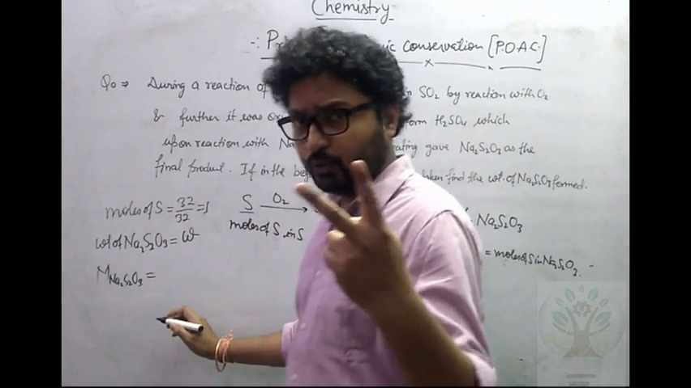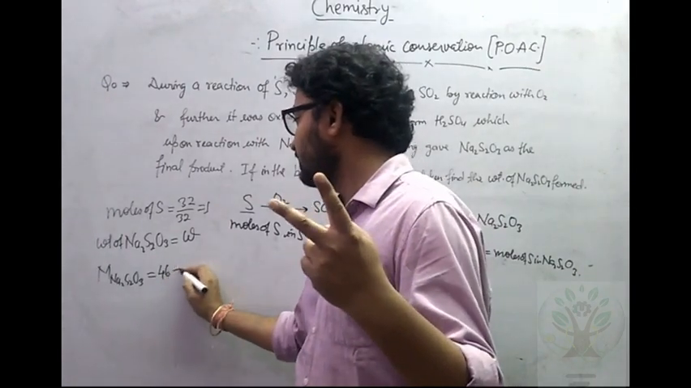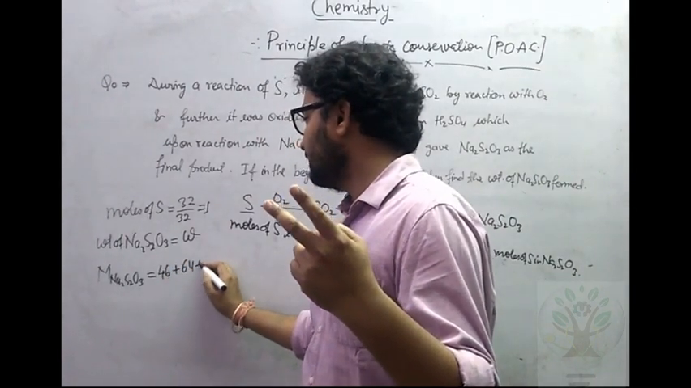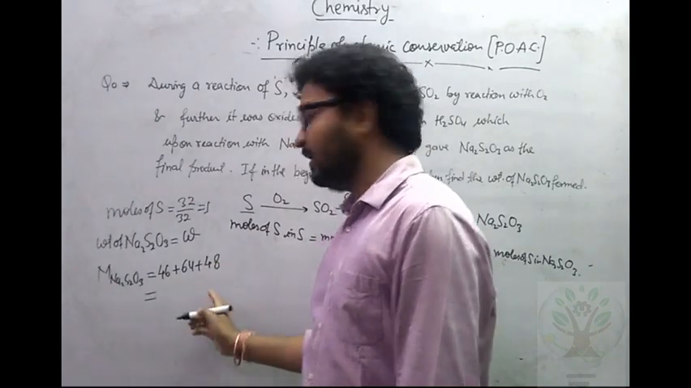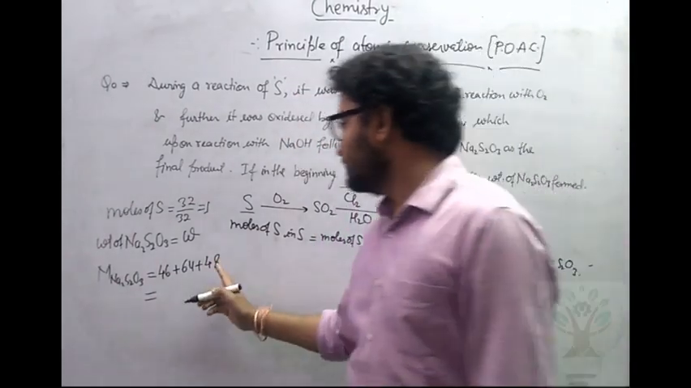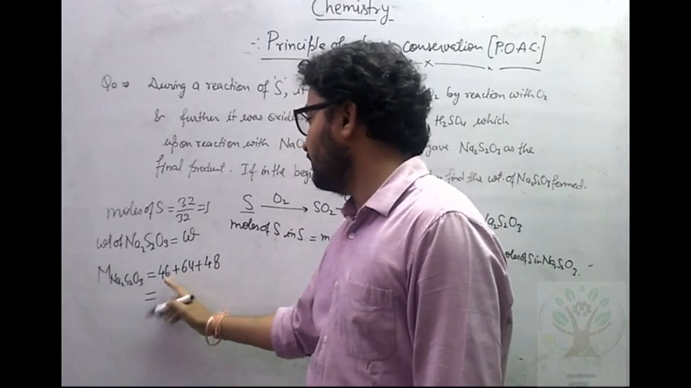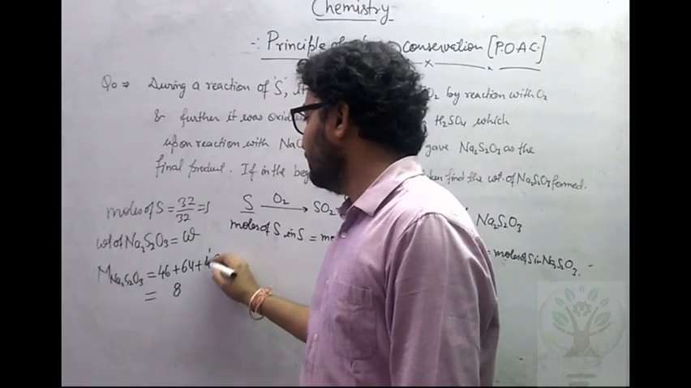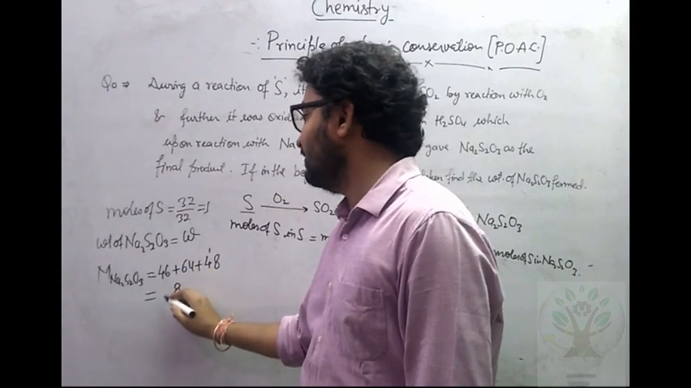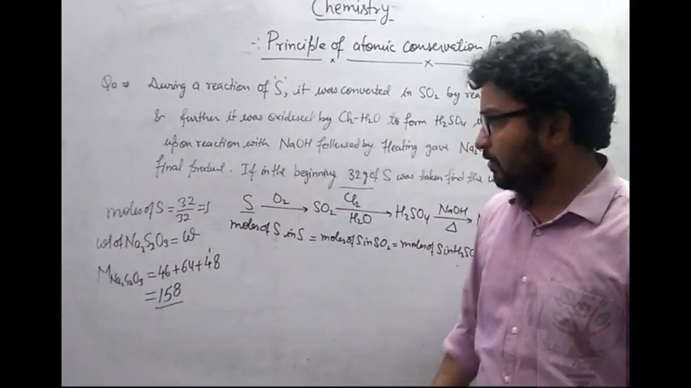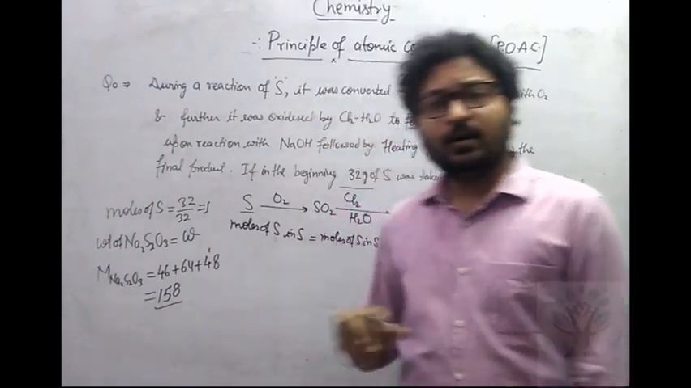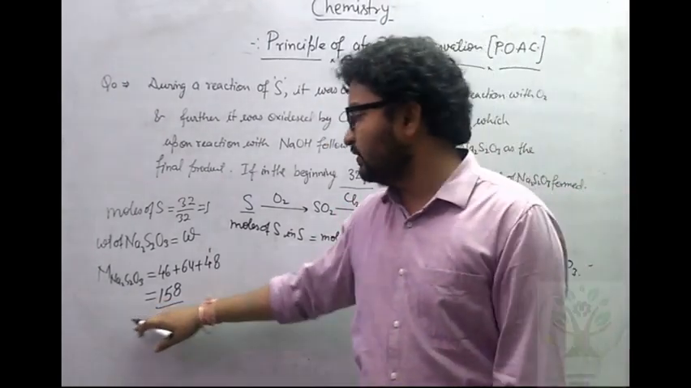It will be 2 sodium, that is 46, 2 sulfur, 64, 3 oxygen, 48. Now, how much is it coming? Can you calculate it for me? Okay, so it is coming as 8, 4, 12, 12, 6, 18, carry 1, 4, 5, 5, 6, 11, 11 and 4, 15. It is coming as 158, isn't it? Okay. Now, molar mass of Na2S2O3 is 158.